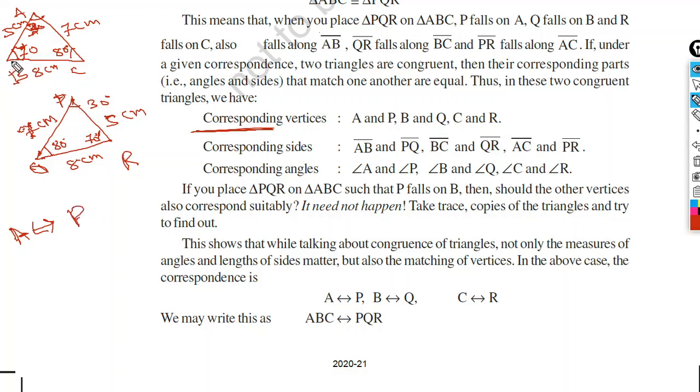Similarly, B is corresponding to what? B is corresponding to R, you can see. 70 degree, here it is 70 degree. So, B corresponds to R. C is 80, Q is 80. That means C corresponds to Q. Similarly, you can show the correspondence of these sides.